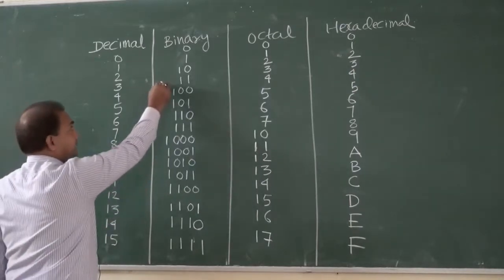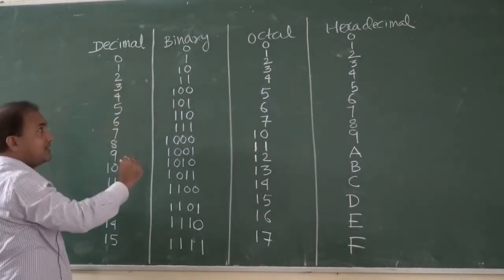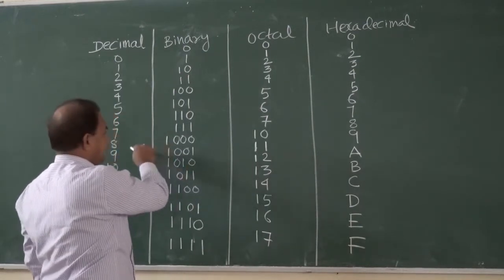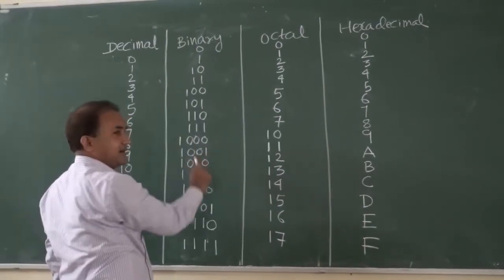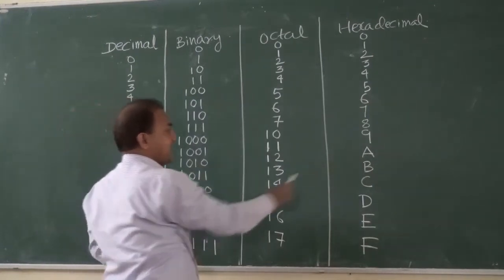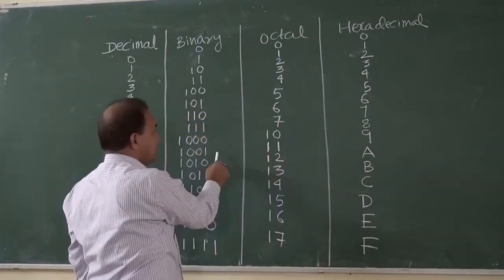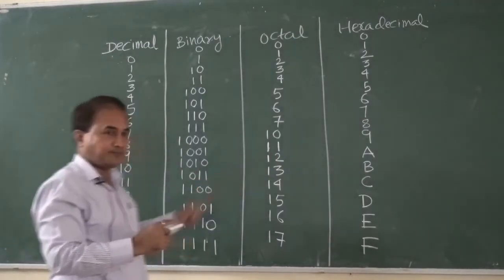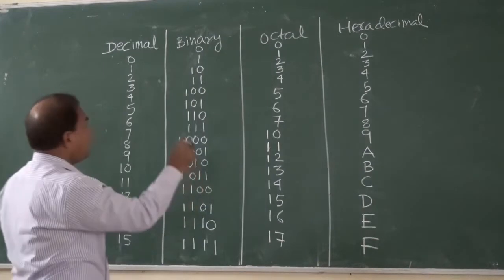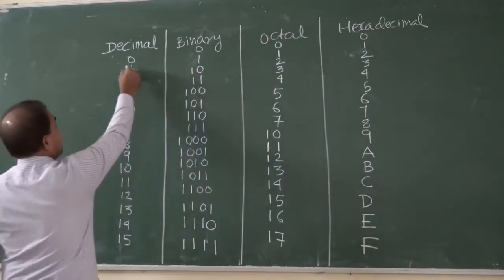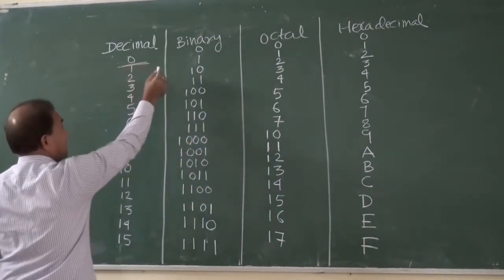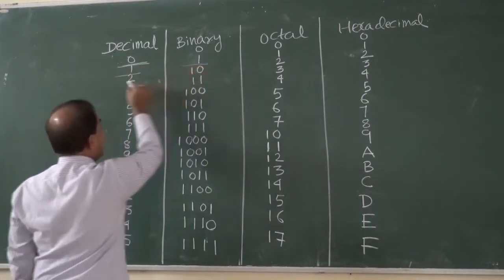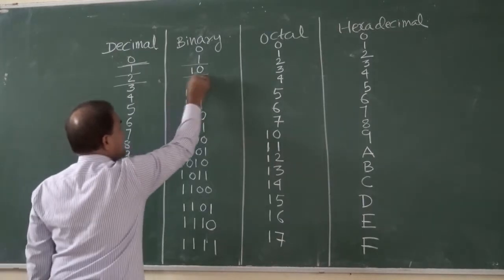And this is the binary equivalent of the decimal. Similarly, this is the octal equivalent of this decimal number as well as this binary number. Similarly, this is the hexadecimal equivalent of this binary number, this decimal number and this octal number. Okay. Now you see, first of all, this is decimal number 0, so we are representing this as 0.